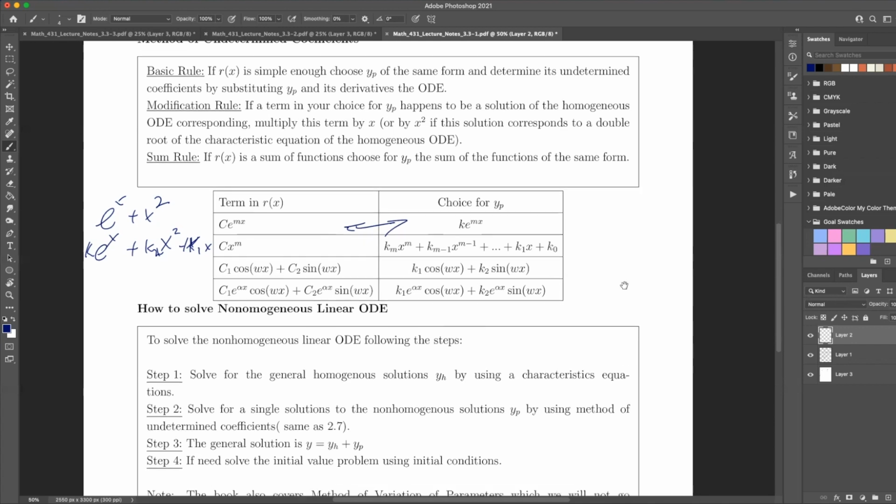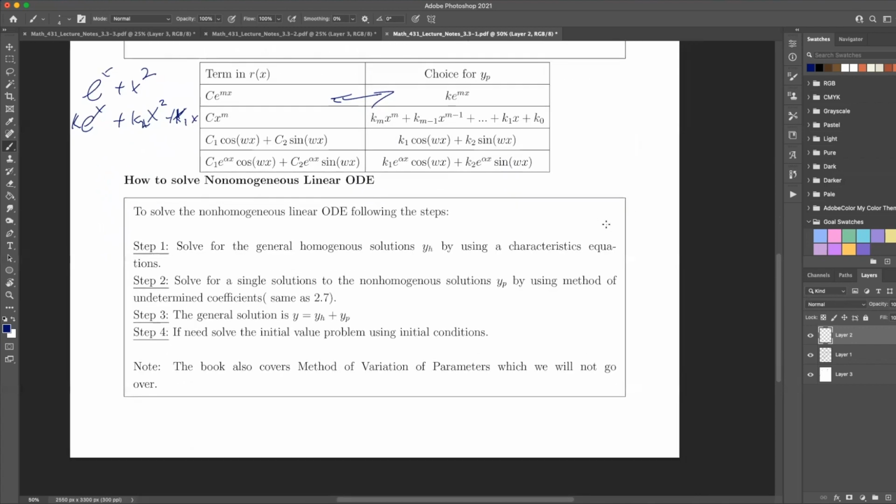So how do we solve these? Here are the steps. I'm going to write them out in nice, clear order. Step 1, solve for the homogeneous y_h by using the characteristic equation. This is what we used last chapter. Step 2, solve for a single non-homogeneous solution, y_p, using the method of undetermined coefficients, same as 2.7. Step 3, we're going to add them up and then solve the initial value problem using initial conditions.